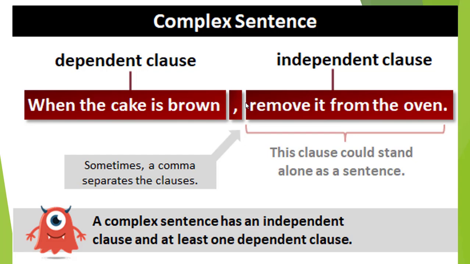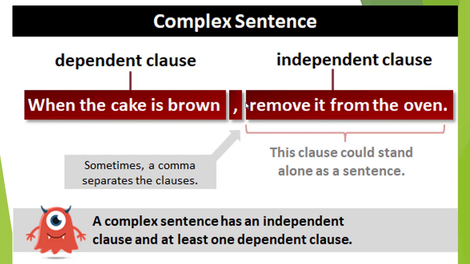Okay. Now let's look at complex sentences. What type of sentence is a complex sentence? We have one dependent clause and one independent clause. Okay. When the cake is brown, comma, remove it from the oven. When the cake is brown means when the cake takes on a brown shape, remove it from the oven.